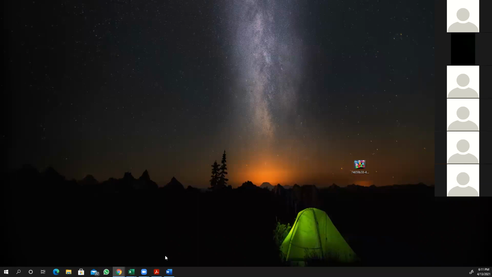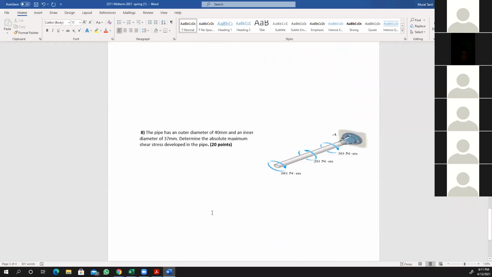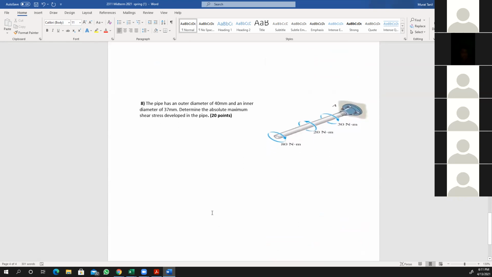So we answered this problem too. That's good. This one, the pipe has an outer diameter of 40 millimeters and an inner diameter of 37 millimeters. It's a hollow shaft. I saw a similar problem in class, and I posted a video on YouTube before. That video was already on my channel, and you can find the solution for this problem on the video.